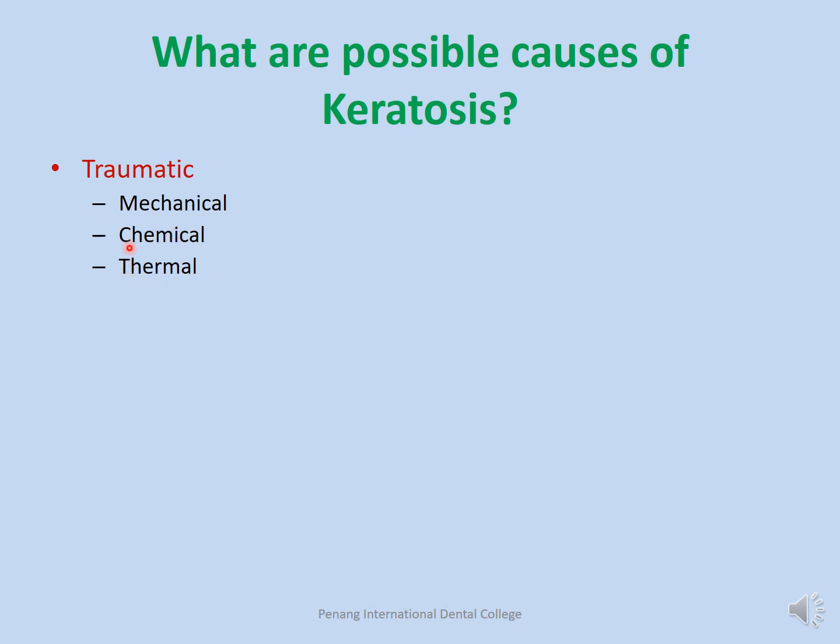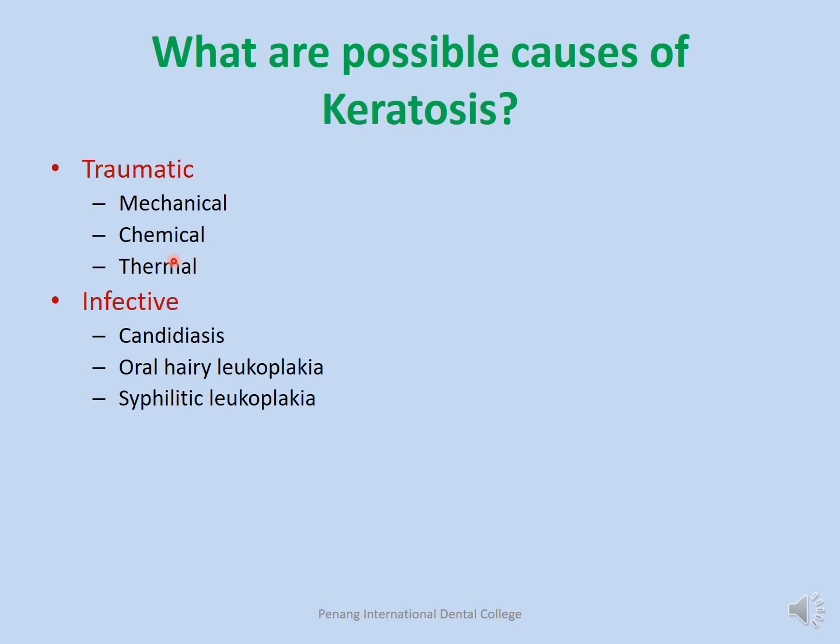Number three could be thermal, for example, a pizza burn, or any hot liquid that a patient has that causes trauma here, and this trauma leads to sloughing of the epithelium, thus increasing the thickness and making the lesion appear whitish.